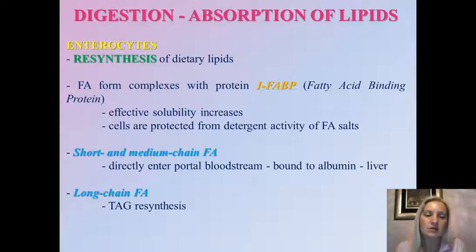Of course, I'm going to repeat, short and medium chain fatty acids can directly enter the portal bloodstream, and they are bound to albumin and transported to the liver. The liver is then going to distribute those fatty acids either to some biosynthetic or degradative process, or export them to central circulation and transport them to peripheral tissues. But long chain fatty acids undergo TAG resynthesis in enterocytes.